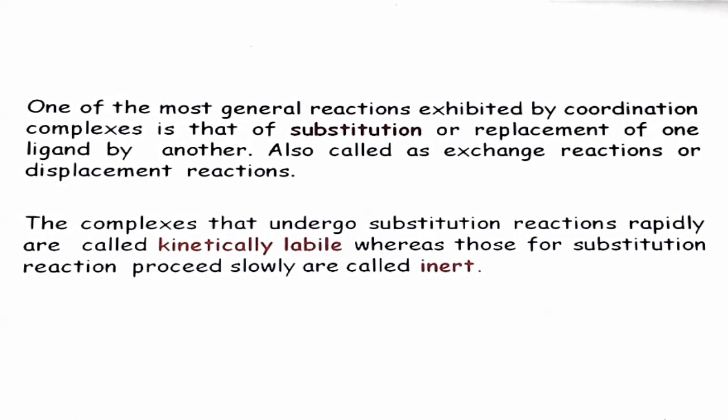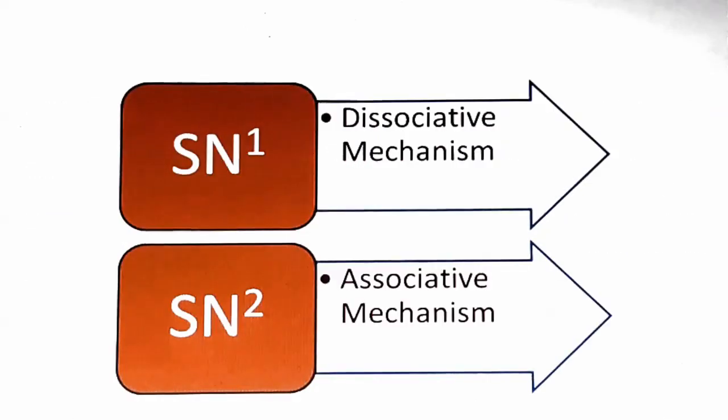The complexes that undergo substitution reactions rapidly are called labile complexes, while the complexes that undergo substitution reactions very slowly are called inert complexes. In octahedral complexes, substitution reactions are explained by SN1 and SN2 mechanism. SN1 is substitution nucleophilic unimolecular reaction, which is based on dissociative mechanism, and substitution nucleophilic bimolecular reaction, that is SN2 reaction, is based on associative mechanism.